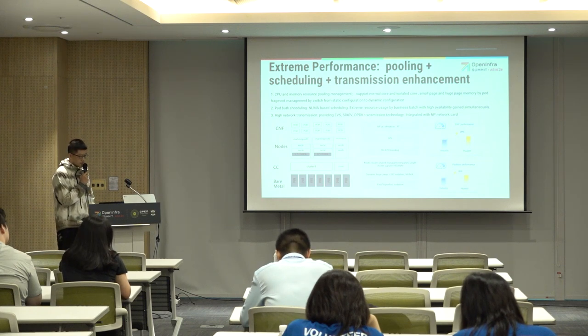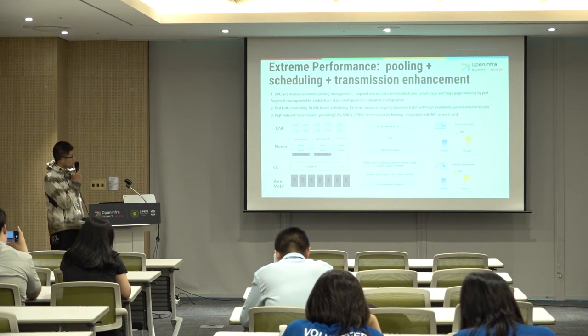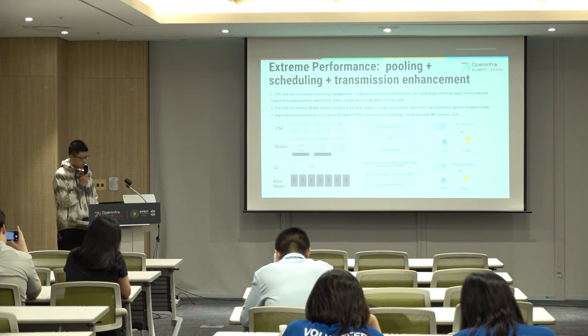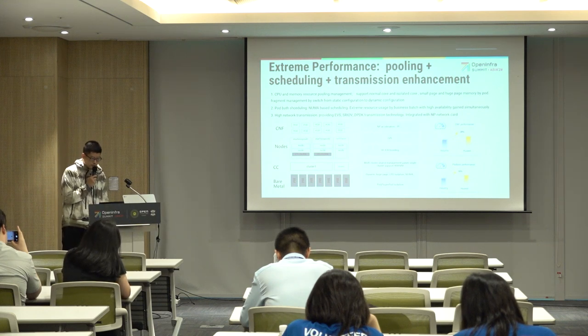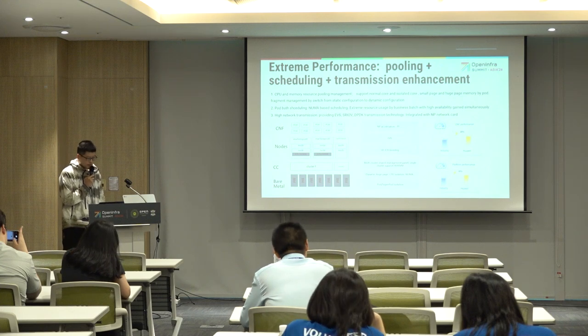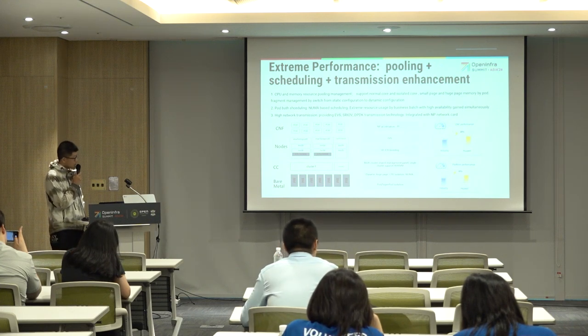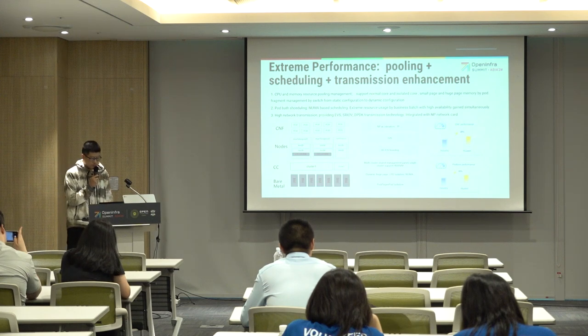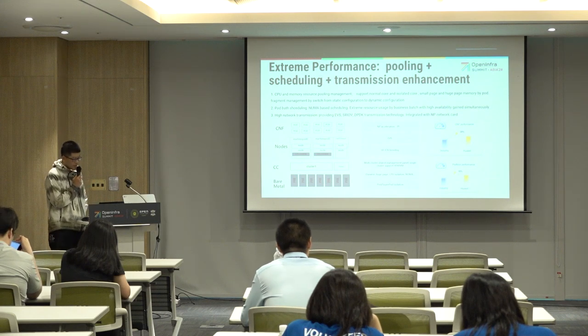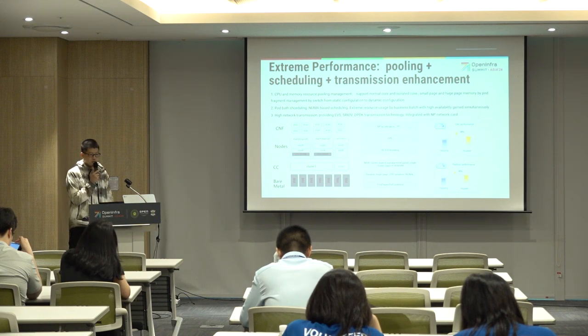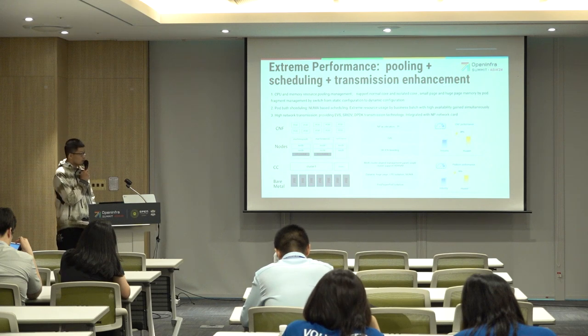To achieve extreme performance, we have three aspects of features to improve the performance. The first part is about pooling. We divide the CPU and memory resource pooling. We have normal and isolated cores. As I mentioned, normal cores are shared. Businesses can share the same core, and they can borrow and return when there are requirements.